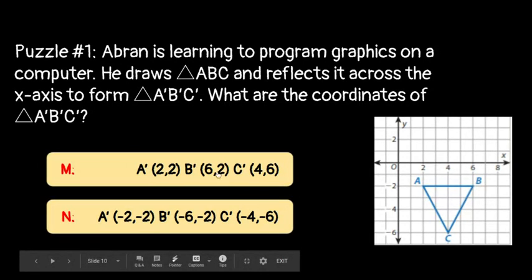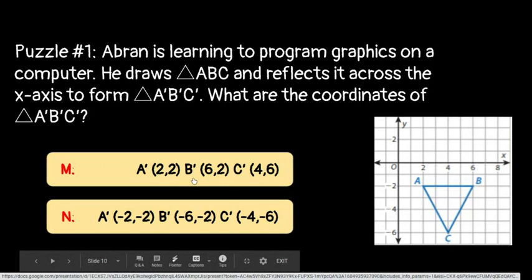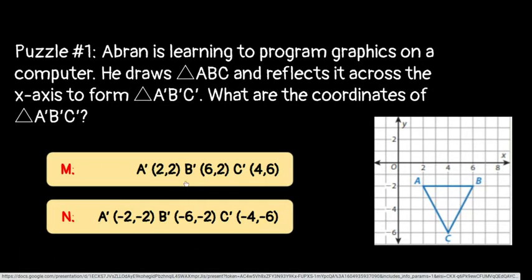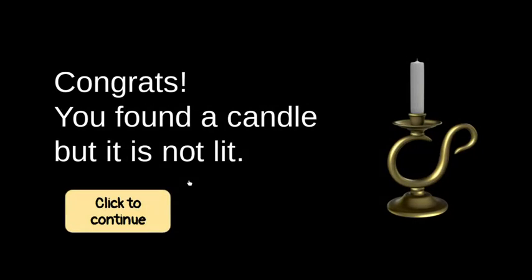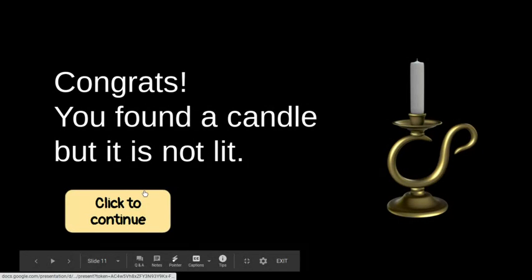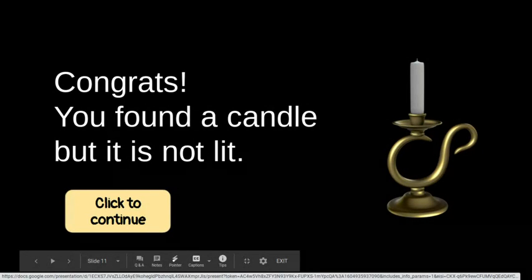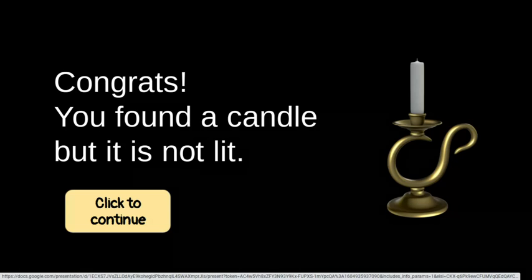Yes, so our first answer is going to be that M. So that A prime at 2, 2, B prime at 6, 2, and C prime at 4, 6. So we have found a candle, and so far we have our letter M. So you might want to write that down because that will help you with the riddle later.